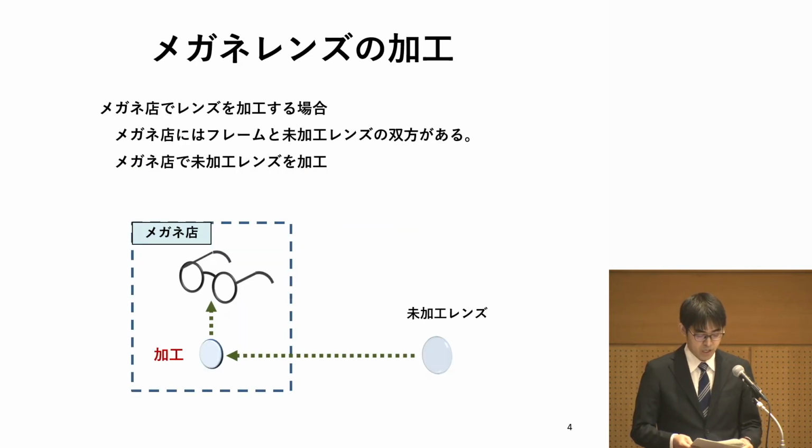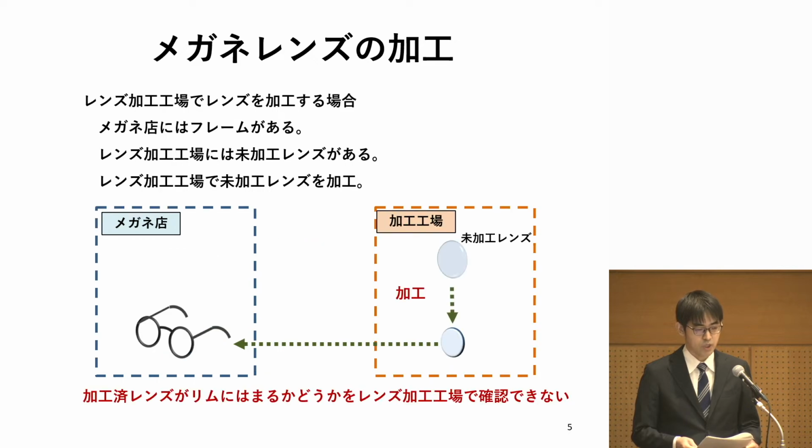Please look at slide 4. If lenses are processed at an optician's shop, the shop procures the unprocessed lenses from the manufacturer, and the optician's shop operates various processing equipment to grind the edge of the lens and form a bevel on the peripheral surface of the lens. After that, fine adjustments can be made by fitting the lens to the frame at hand.